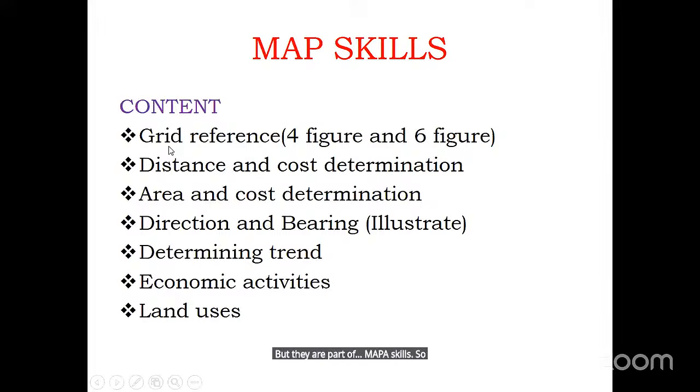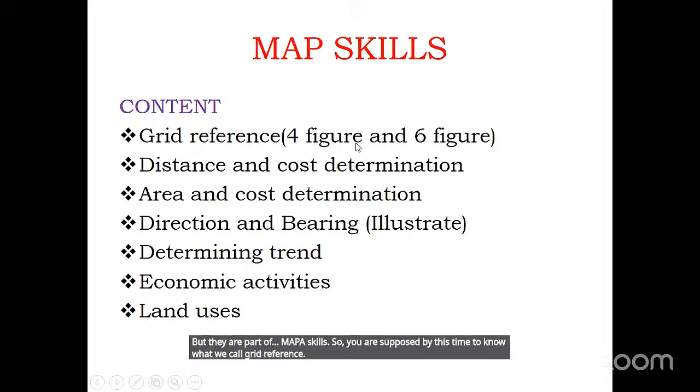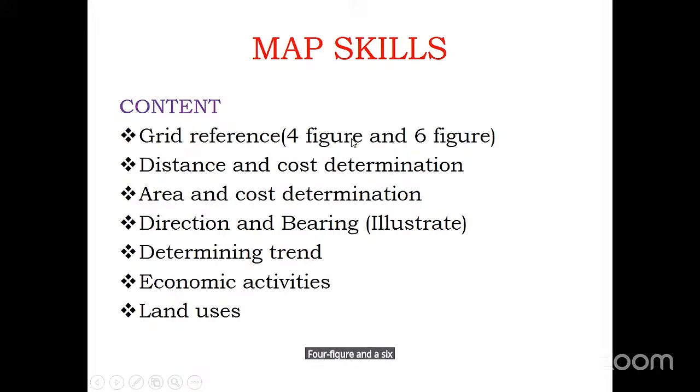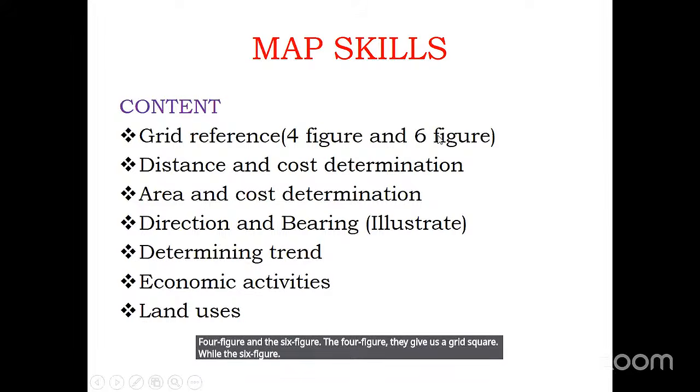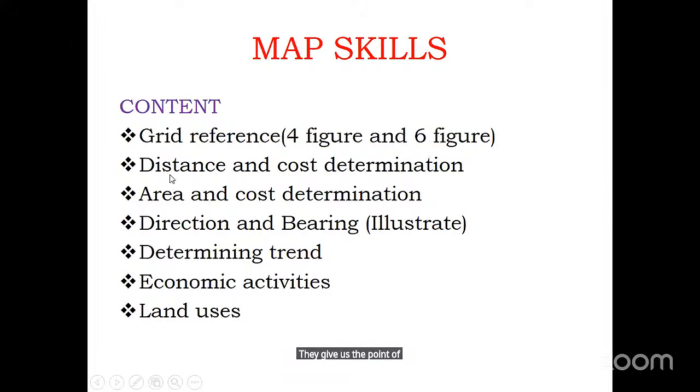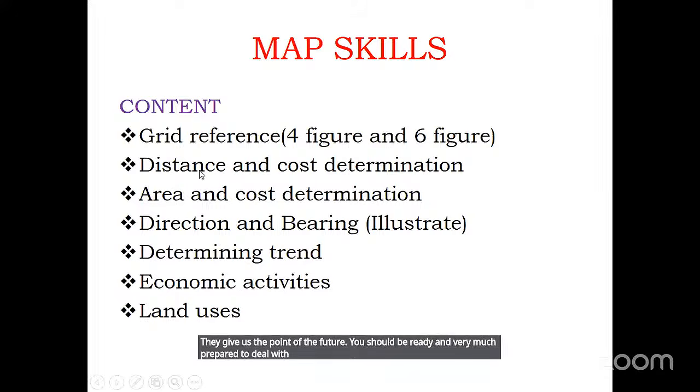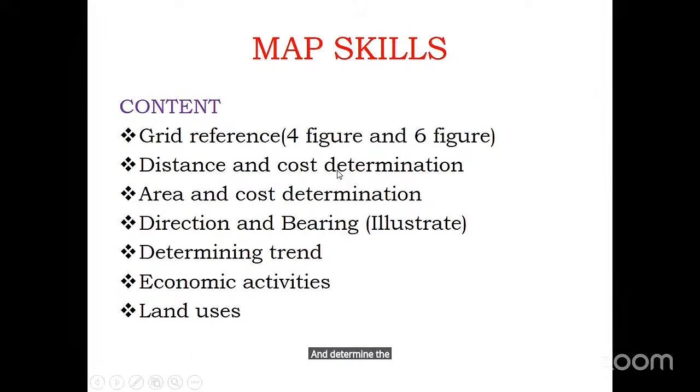So you are supposed by this time to know what we call grid reference, 4-figure, and the 6-figure. The 4-figure gives us a grid square, while the 6-figure gives us the point of the feature. You should be ready and very much prepared to deal with how to measure distance and determine the cost involved in transport.